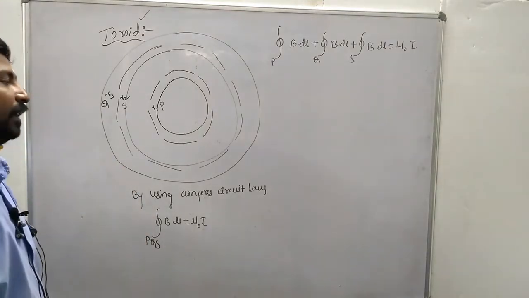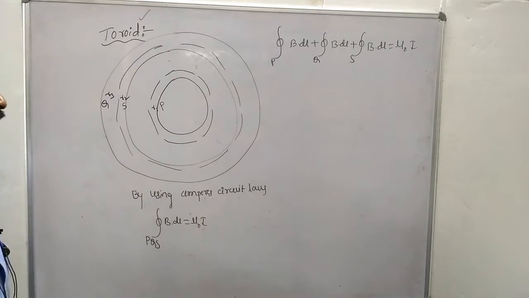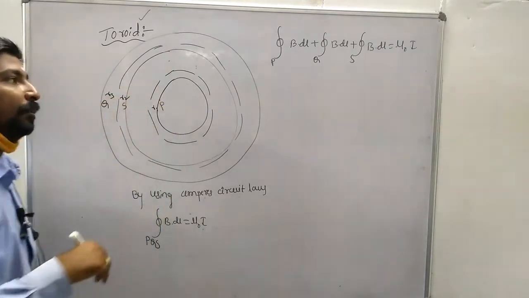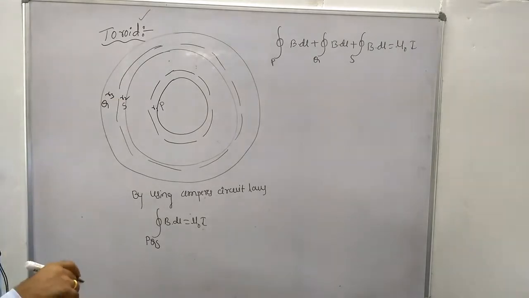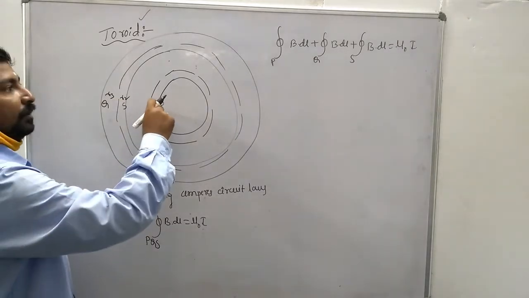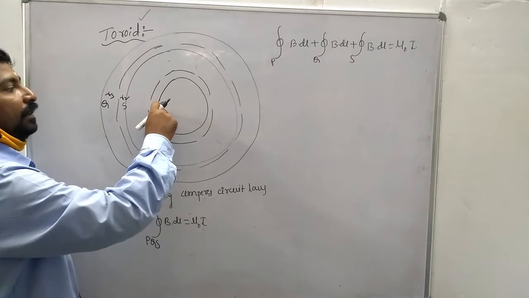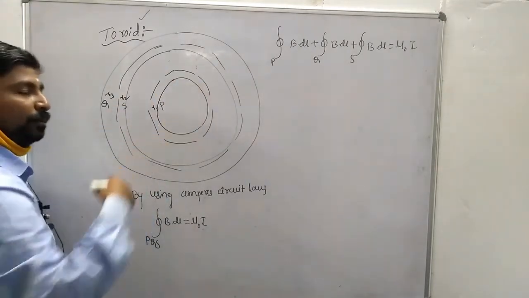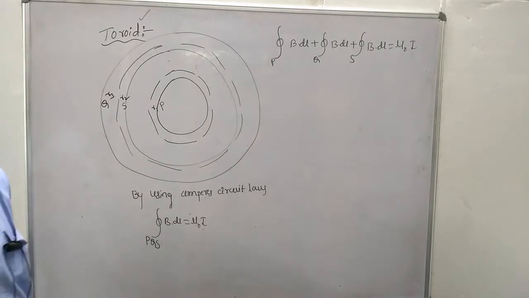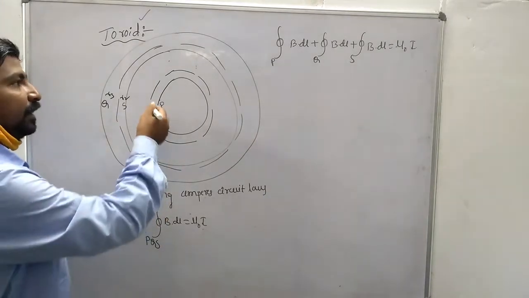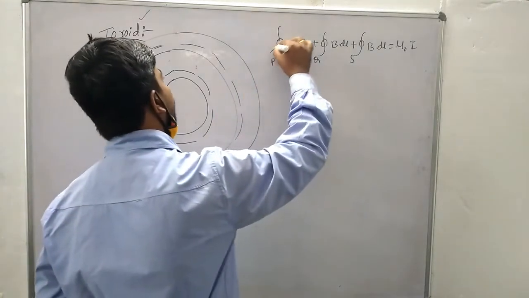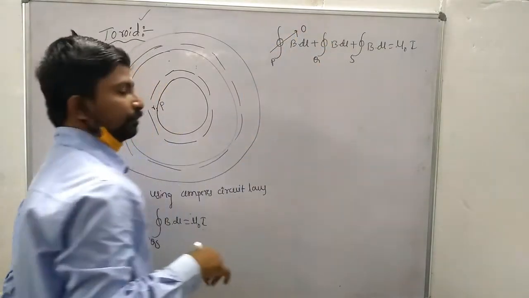The magnetic field is 0 at P and Q. Because in the P loop there is no current passing through it, hence here B is equal to 0. So what does this term become? 0.